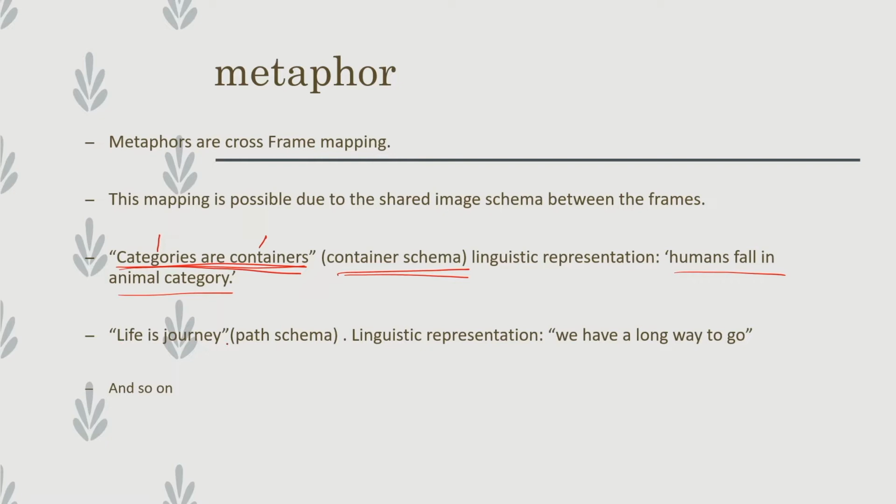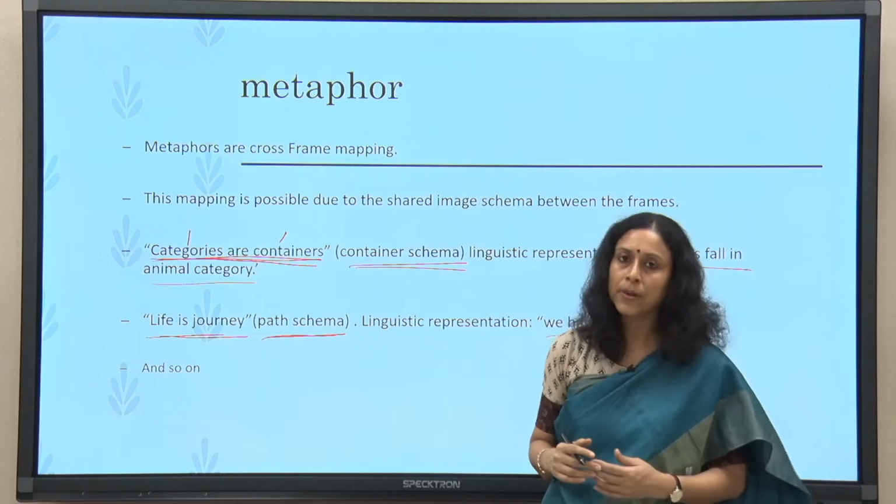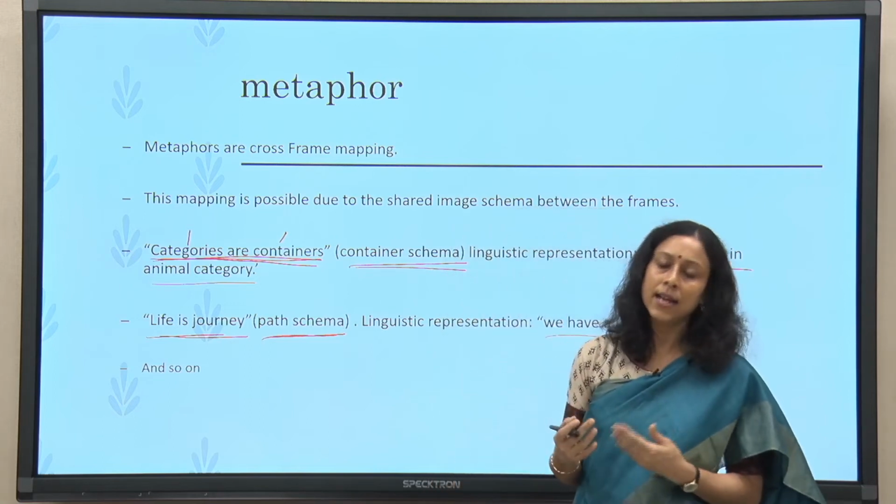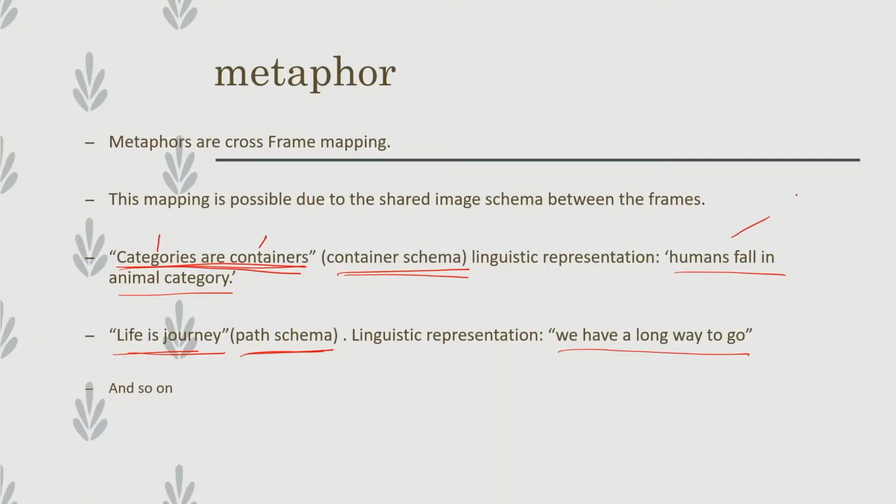Similarly, our favorite example, life is journey, this is the metaphor. The schema used here is the path schema and sentences like this. So, what we typically have in a human society, in a human communicative situation, in day to day life, is this. We do not see either this or this or this or this.